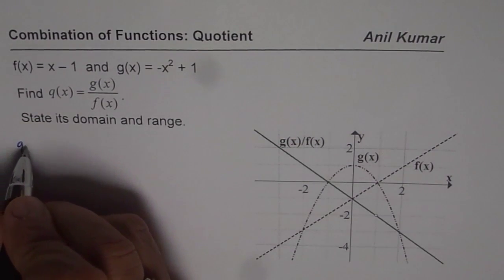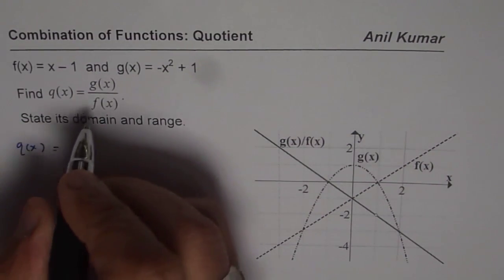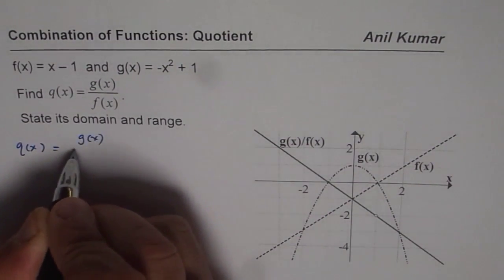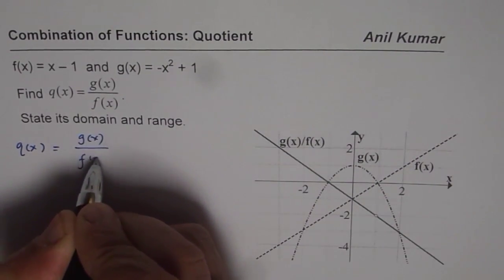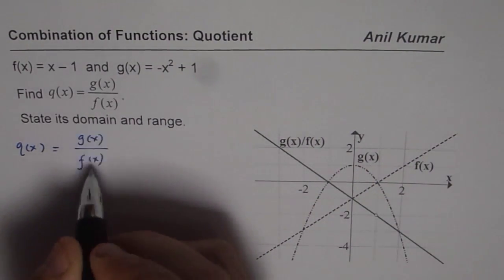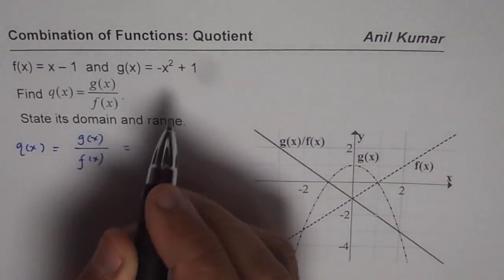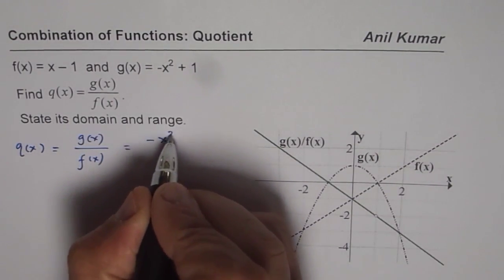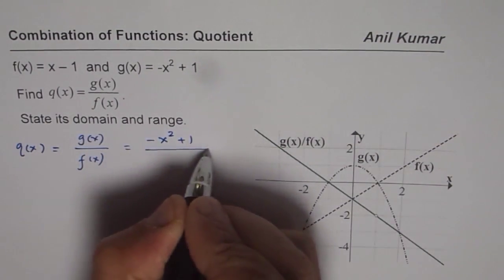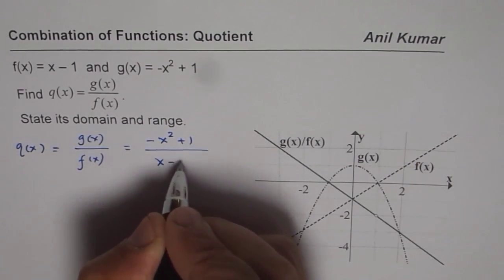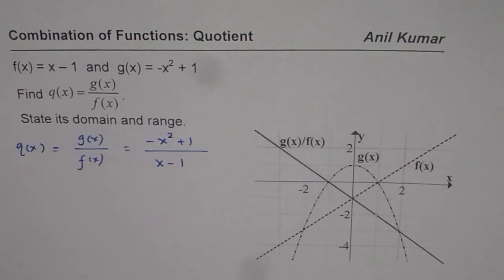So we are given q of x as equal to g of x over f of x, right? So basically we'll write down what g of x is. g of x is minus x squared plus 1 and f of x is x minus 1. Now individually their domain is all real numbers, but when we write it as a quotient, the domain changes, right?